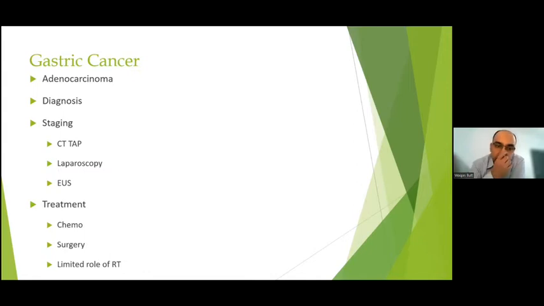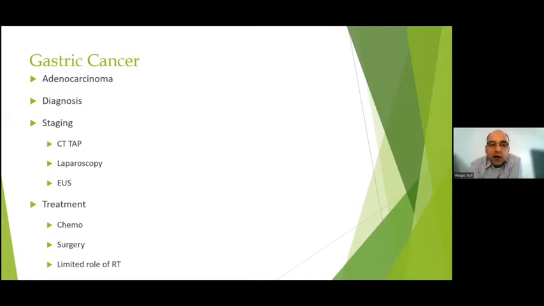Right, next is gastric cancer. The general type of gastric cancer you'll see is adenocarcinoma. Again, patients can present with quite vague symptoms, including early satiety and weight loss. Sometimes if the gastric cancer is in the distal part of the stomach, it can obstruct the pylorus and cause gastric outlet obstruction.